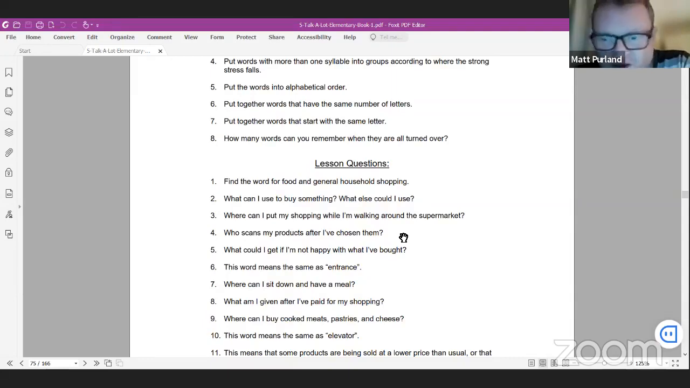Who is it? They're looking at the words. Who is it? Who is it? Cashier. Yes, cashier. Where can I sit down and have a meal? Looking at the words. No, they can shout out. They can run to the board.